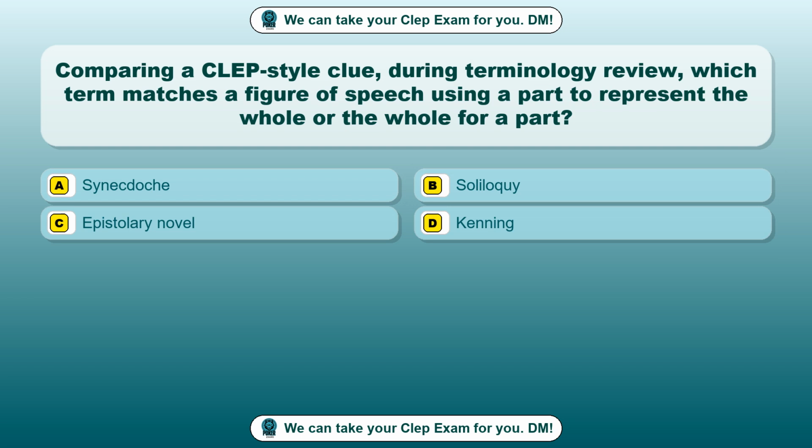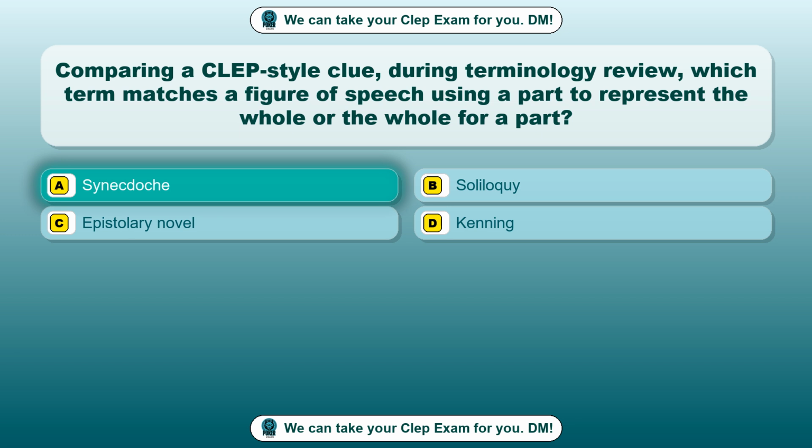Question 11. Comparing a CLEP style clue during terminology review, which term matches a figure of speech using a part to represent the whole or the whole for a part? Option A, synecdoche. Option B, soliloquy. Option C, epistolary novel. Option D, kenning. The correct answer is option A, synecdoche.